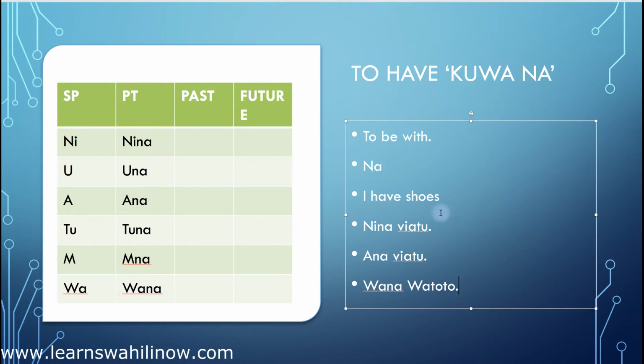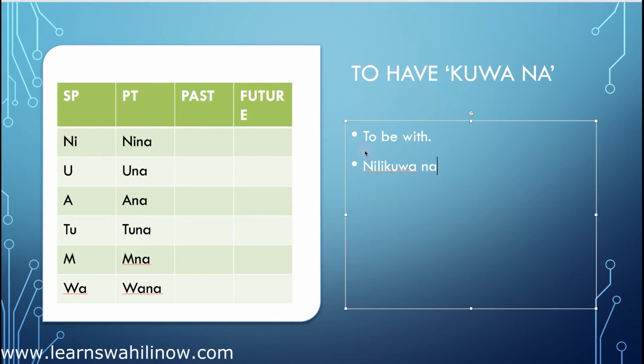Let us go to the past tense. With the past tense, you will need to treat it just like any other verb. You will say ni and then use the past tense, li. And now kuwa comes into play. So nilikuwa na. If you want to say I had shoes, you would say nilikuwa na viatu.